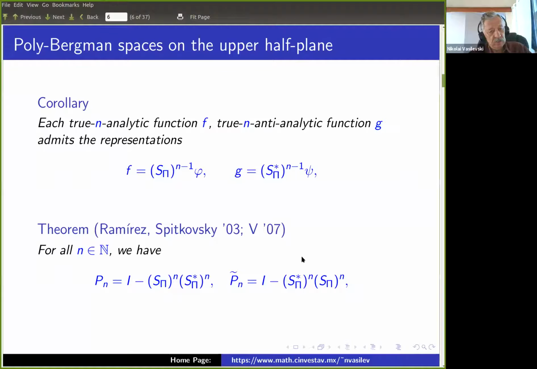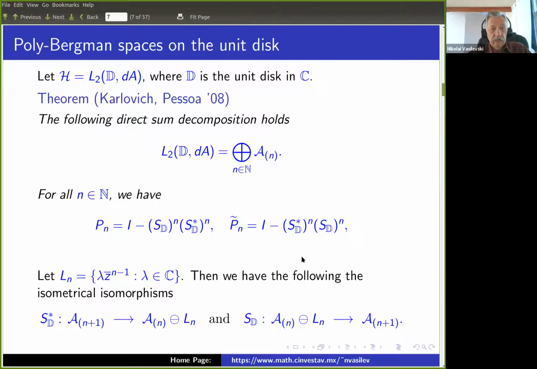Each projection, Pn, is identity minus the product of powers of S and S star. This is the story for poly-Bergman spaces over the upper half plane. In the unit disk, the story is a bit different.